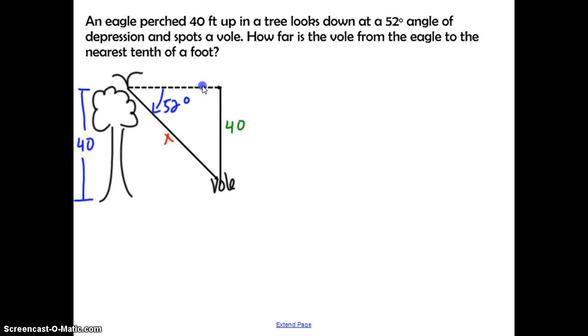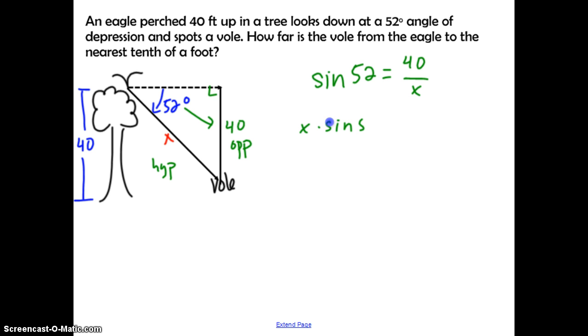And so when we're looking at this again, we have our right triangle, so we want to focus here. This is our angle. This is the opposite side. And then this is the hypotenuse. So using the opposite and hypotenuse, we're going to set up our equation. Sine of the angle is equal to the opposite side over the hypotenuse. So again, just like we did before, we're going to solve by multiplying by x on both sides. Then we're going to divide both sides by sine of 52.